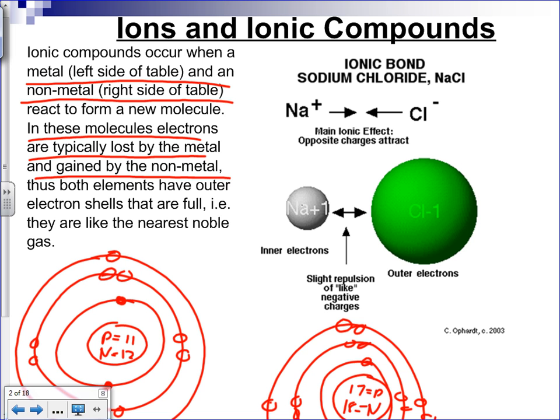Basically what you need to know is the stuff we've underlined here. We've got these full outer shells. We got electrons lost by metals, gained by nonmetals. That's what happens in an ionic compound.